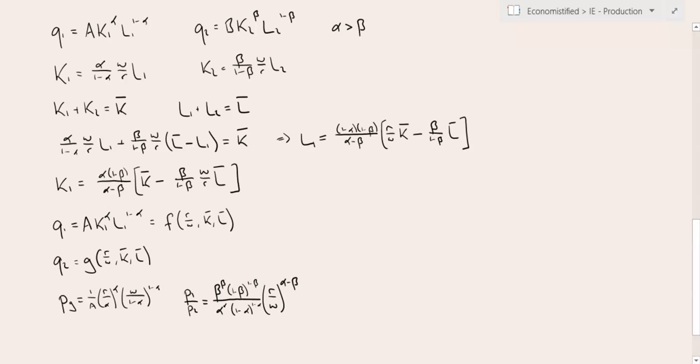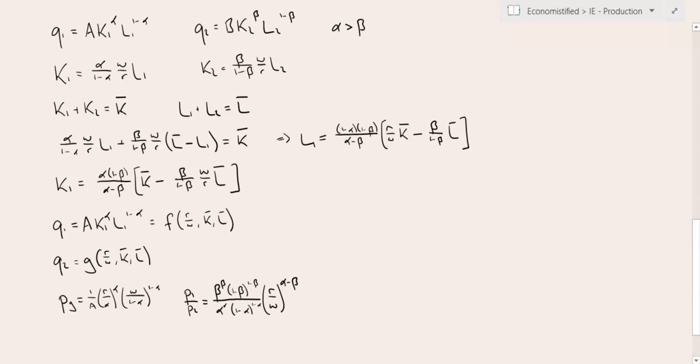Now this tells us that the price of good 1 relative to the price of good 2 is increasing in the price of capital relative to the price of labor. Increasing because, again, alpha by assumption is greater than beta. So this tells us that if capital is relatively more expensive, it results in the price of good 1, which is the more capital intensive good, being higher than the price of good 2.